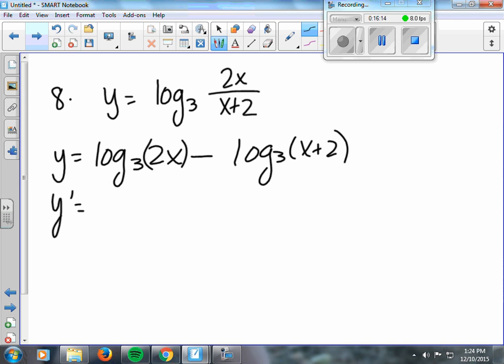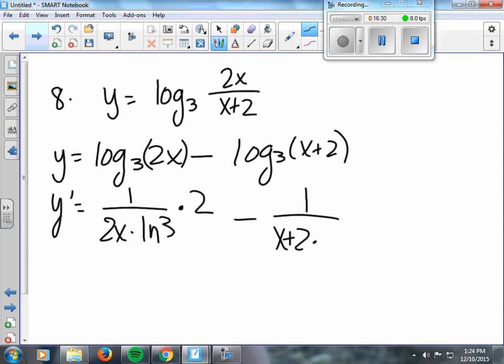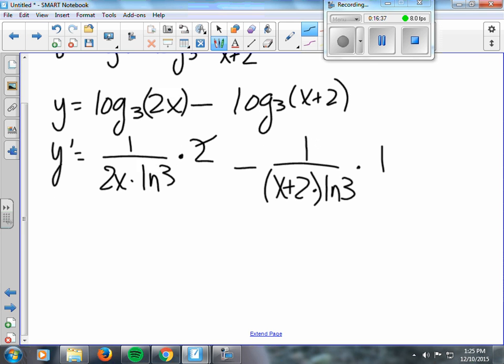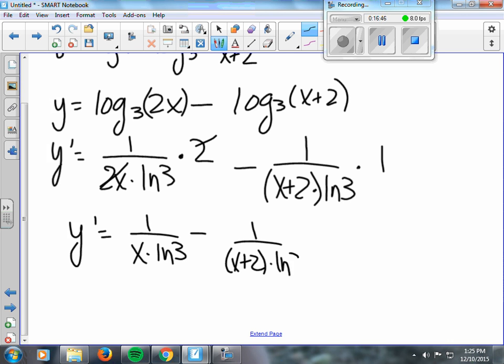Now do the derivative. That's 1 over the inside times the natural log of 3, since this is a base that was an e. Now the inside has a derivative of 2 because the logarithm was of 2x, and the derivative of 2x is 2. And then on this one, 1 over x plus 2, natural log of 3, and then the derivative of the inside there is 1. And I'm going to go ahead and cancel those 2's. 1 over x ln 3 minus 1 over x plus 2 ln 3.